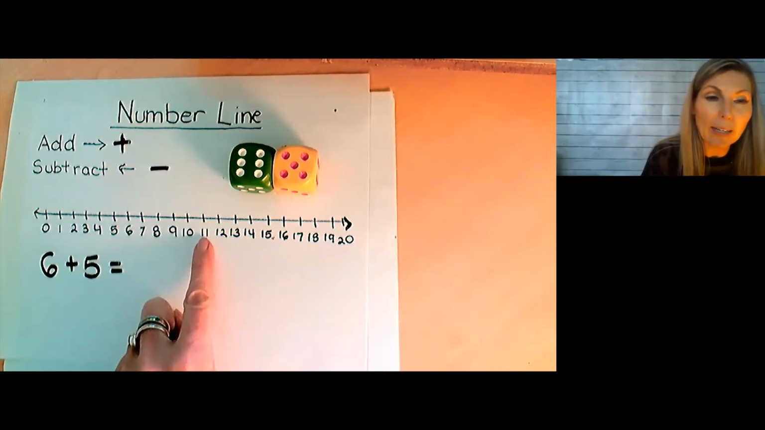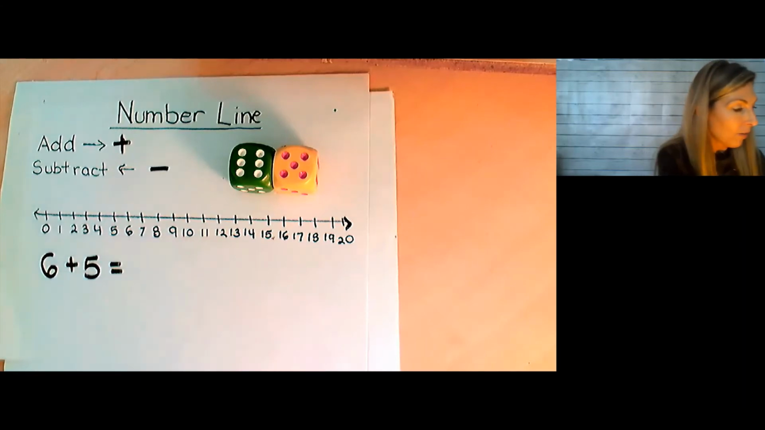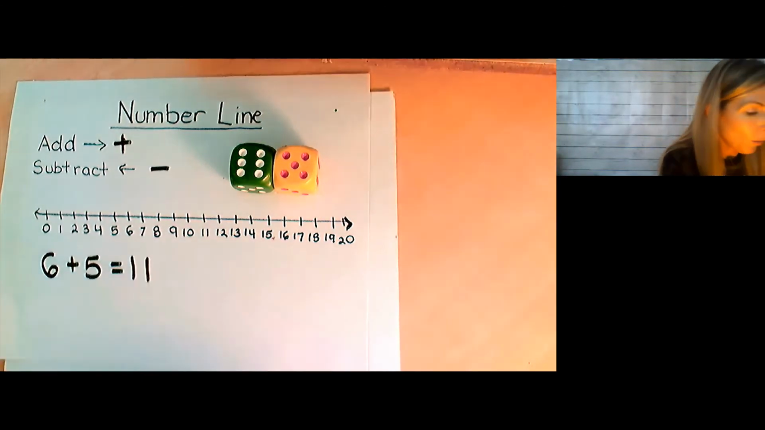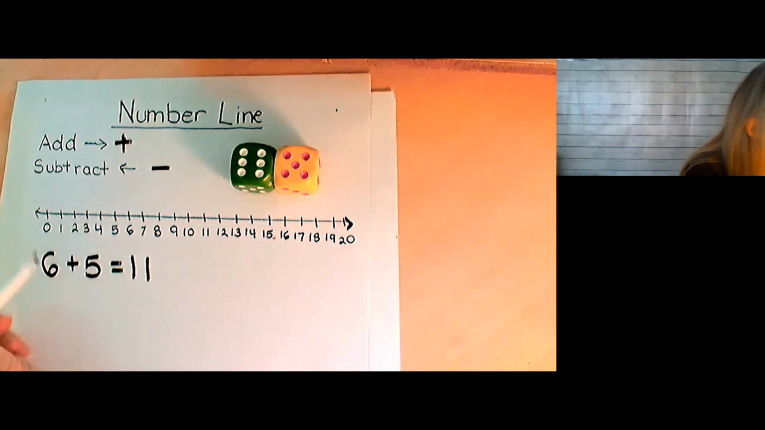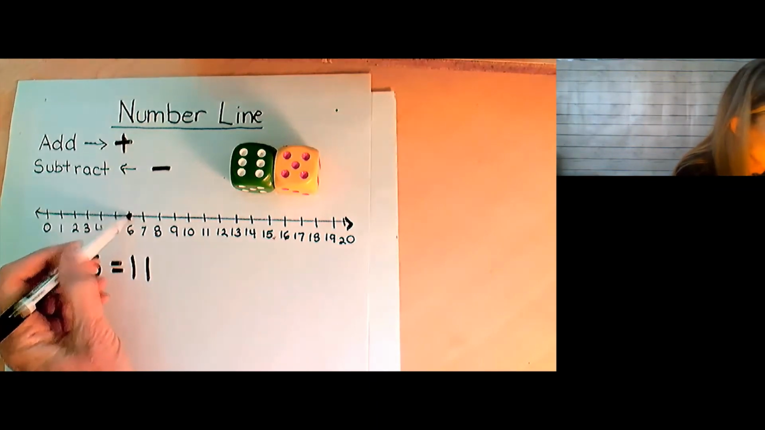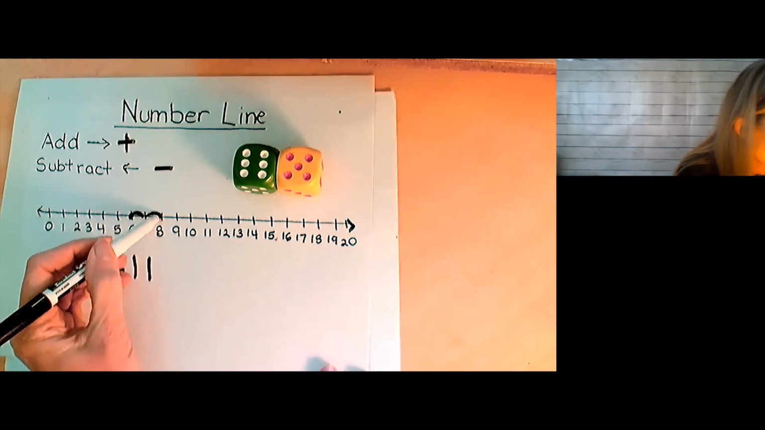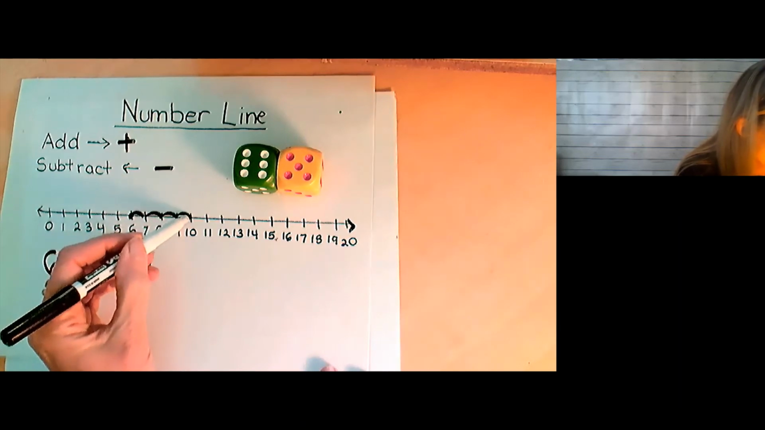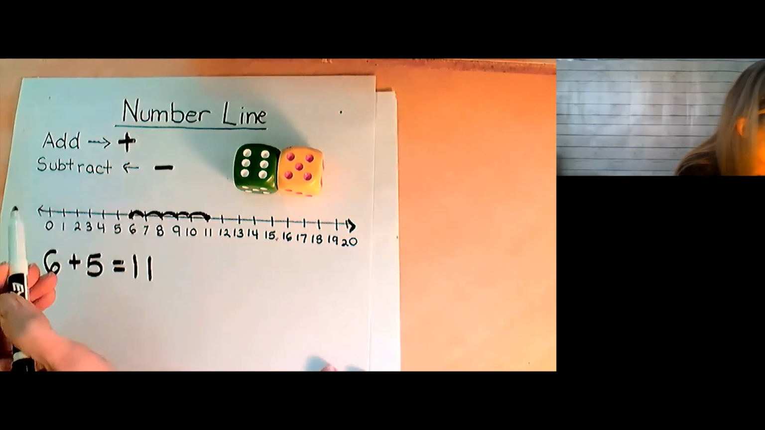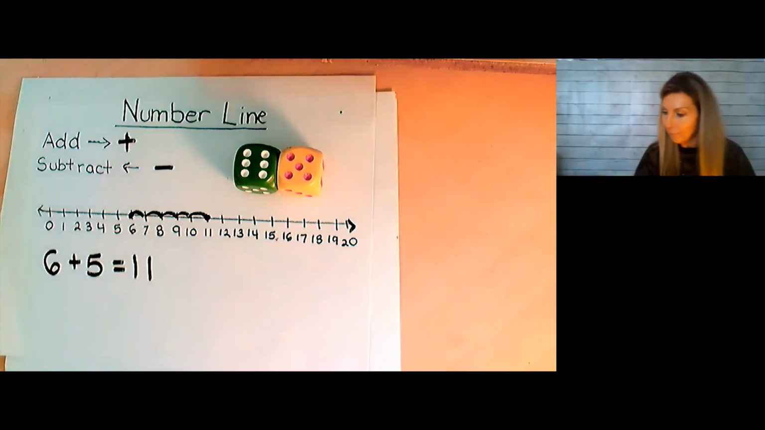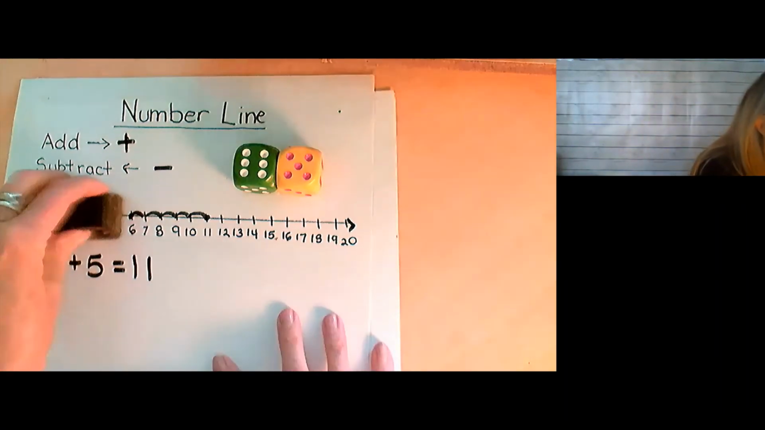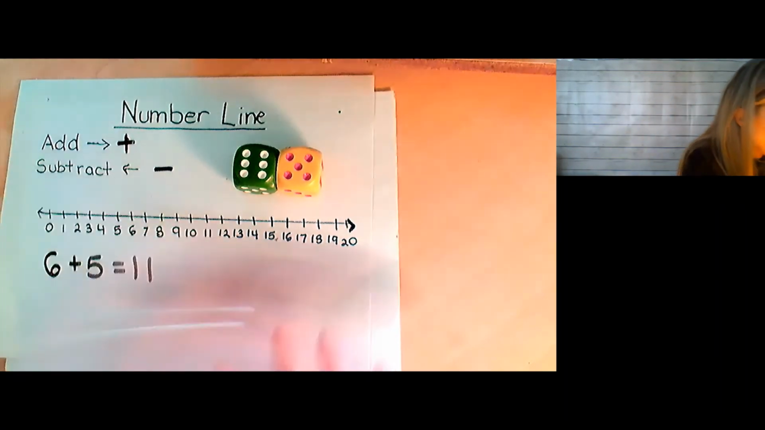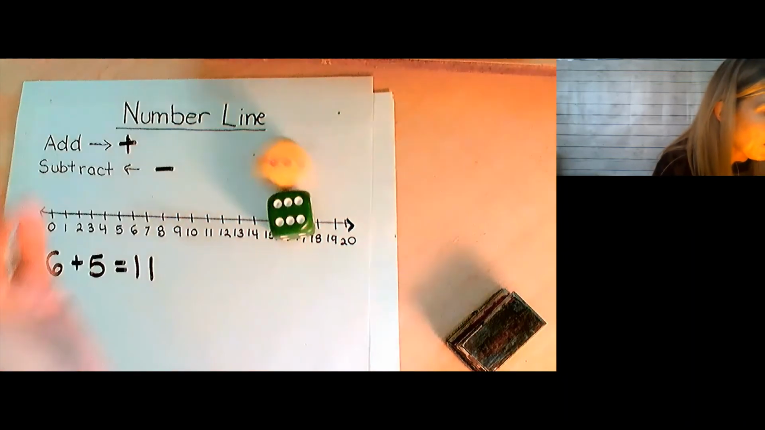So what number did we land on? 11. A 1 and a 1. We can also draw a dot on there, and then 1, 2, 3, 4, 5, and we landed on 11. Now we can erase that, and we can shake again.